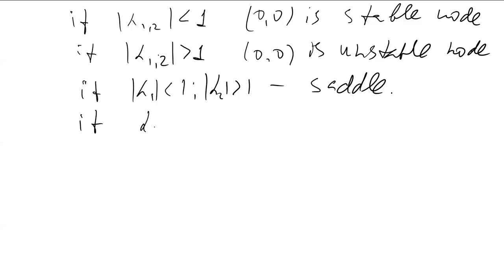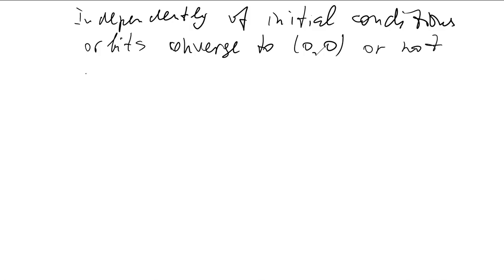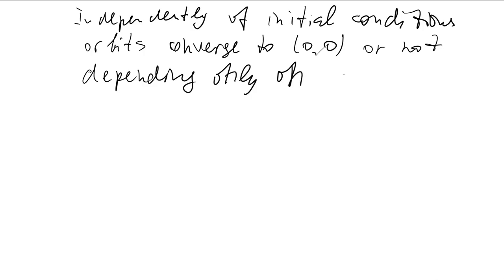And if lambda 1, 2 are complex conjugates, independently of initial conditions, of the initial point, orbits converge to 0, 0 or not, depending only on lambda 1.